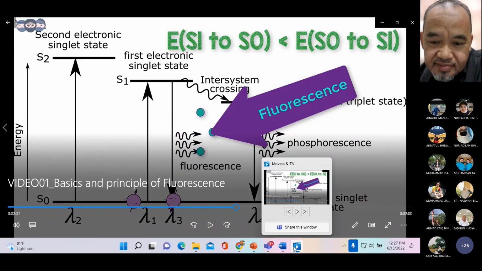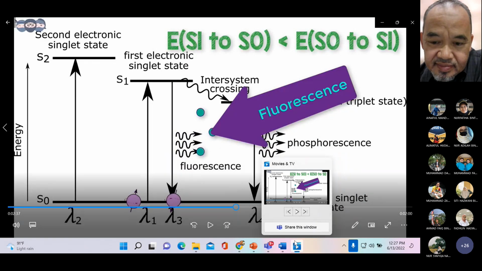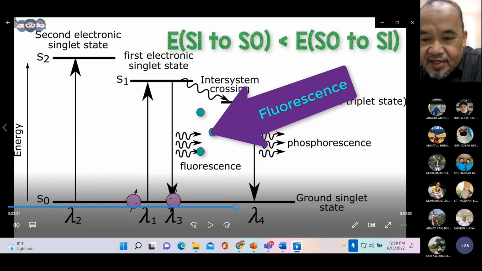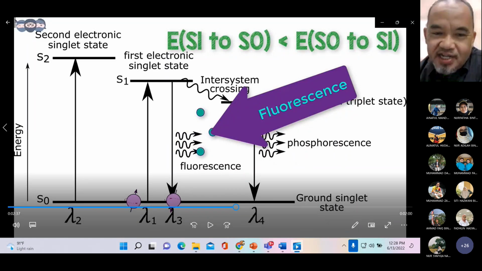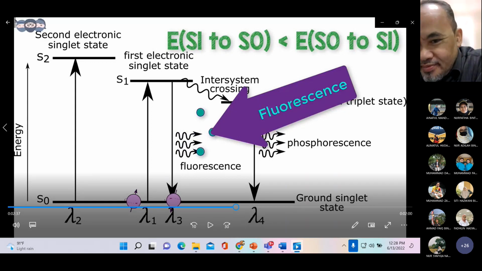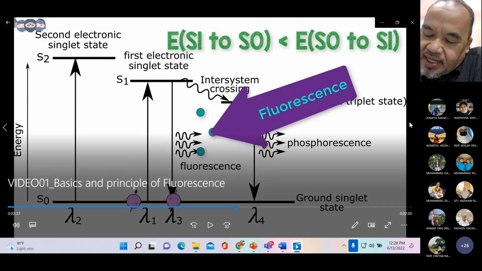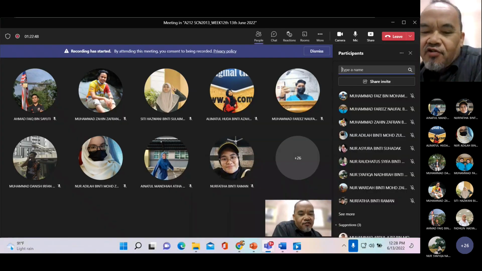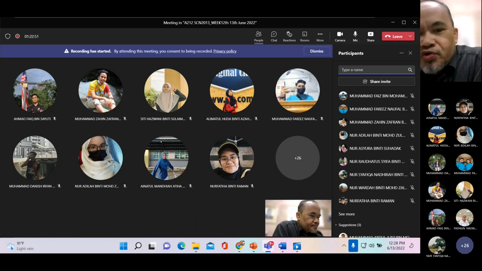Okay, any more question? Any more questions? Okay, kalau tak ayah dia tanya satu soalan, ini kena jawab. Yang dah tanya tadi akan dikecualikan daripada menjawab soalan. Okay. Between fluorescence and phosphorescence, which one actually having high energy? Fluorescence dengan phosphorescence, mana yang ada high energy?